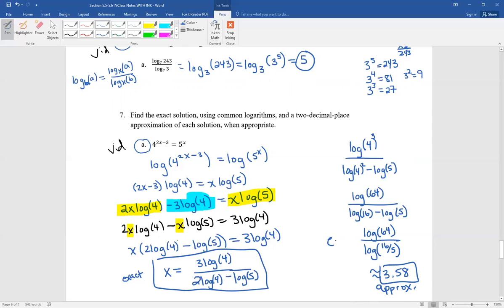Now this is also exact, and I personally prefer this version. Sorry, my pen's lagging, so it's hard to see what I'm writing. This is also exact, and it's better in terms of calculating the decimal, and it looks prettier. But I also accept this version over here that I've circled from students.